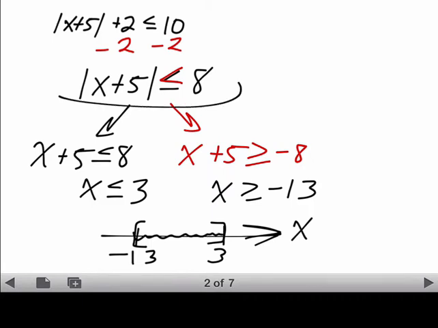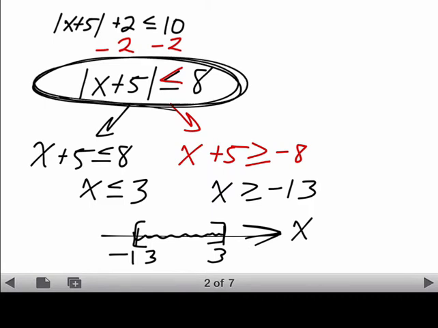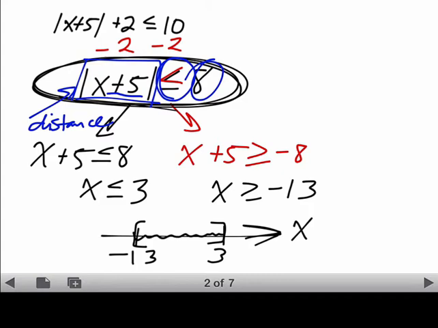Let's think about what this inequality meant to begin with. Once we had it isolated, it was absolute value of x plus 5 is less than or equal to 8. And remember that an absolute value can be thought of as a distance. Here we see that we have a distance is less than some number. Since the distance is contained by some number, I'm not going to end up going all the way out to infinity or anything like that. And this is evident in what we have on the number line. A bunch of values that live between -13 and 3 inclusive.